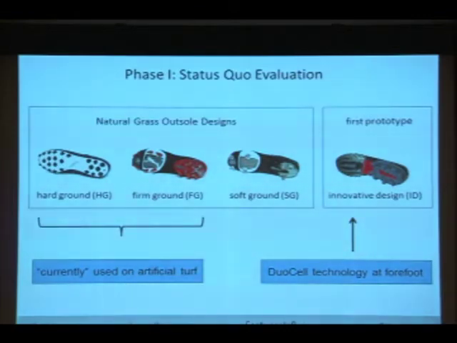We also had some kind of prototype. First prototype, well, footwear companies are always interested in putting in some new technology. That was called dual cell technology. People come up with these ideas, but they still do not know whether it's functional or not.